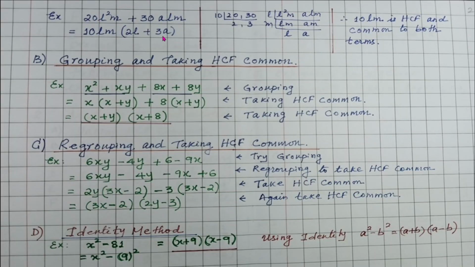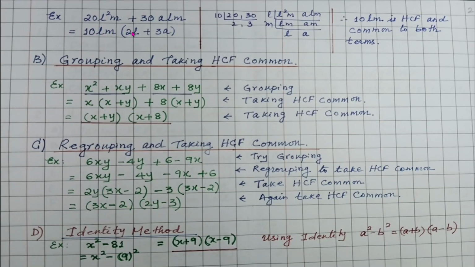Now let us take one more example. Now we want to factorize this, that is 20 l square m plus 30 alm. So first find the HCF of 20 and 30, it is 10. Find the HCF of l square and l, which is l, and HCF of m and m is m, and therefore the product is 10lm. Take 10lm outside and the remaining factors put in the bracket here. Now let us see, it is 10lm in the bracket (2l plus 3a).